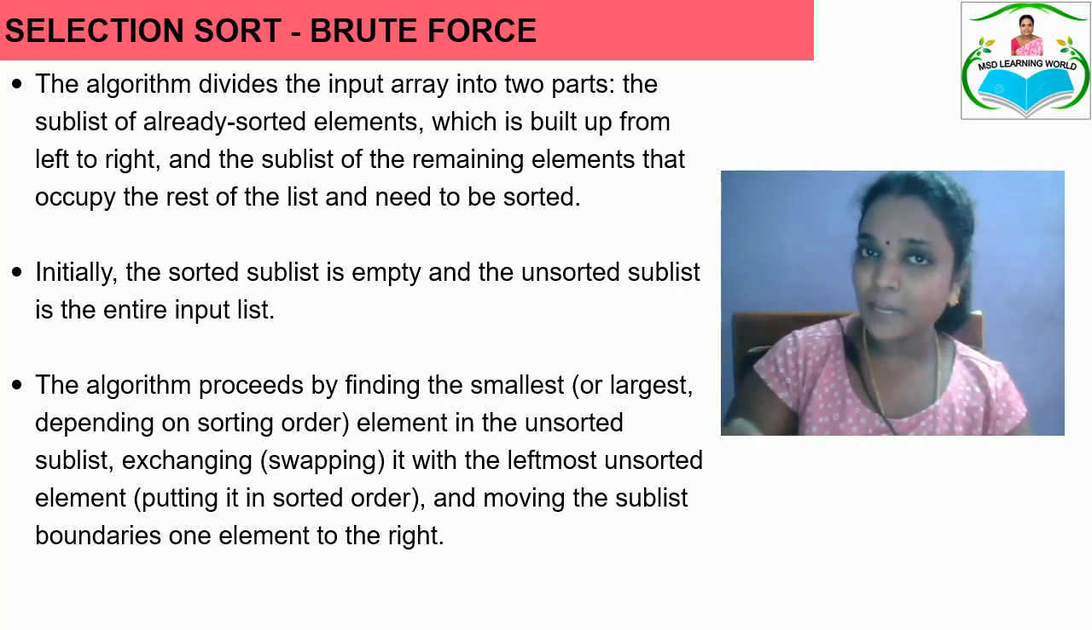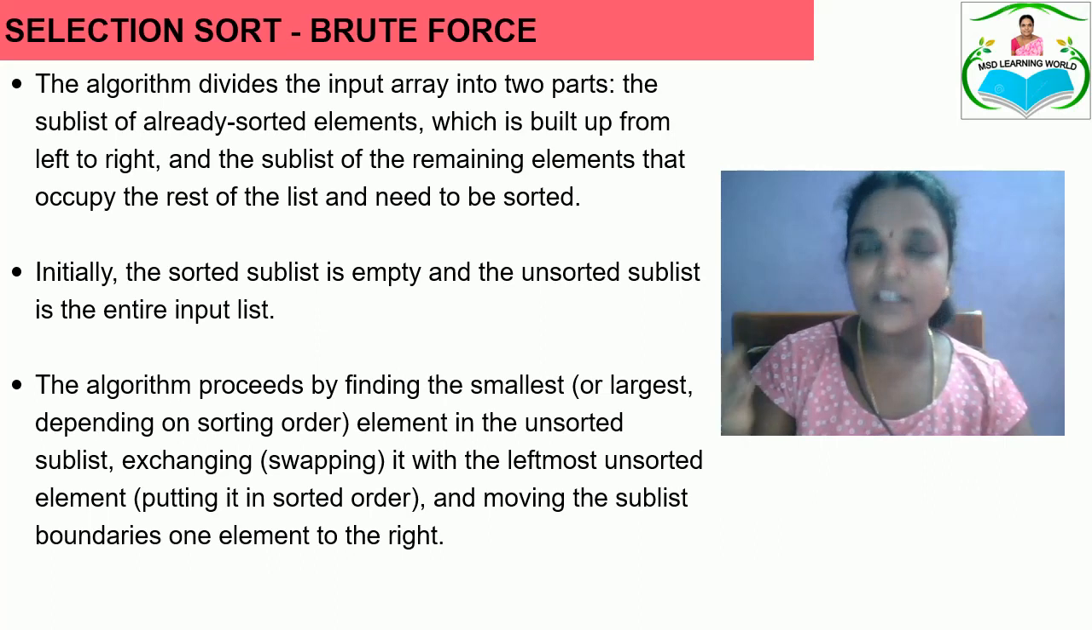The minimum element is what we select when we are sorting the elements in ascending order. If you sort the elements in descending order, then we try to select the maximum element and keep it in the left sublist. So this is how the selection sorting process proceeds by using the brute force approach.